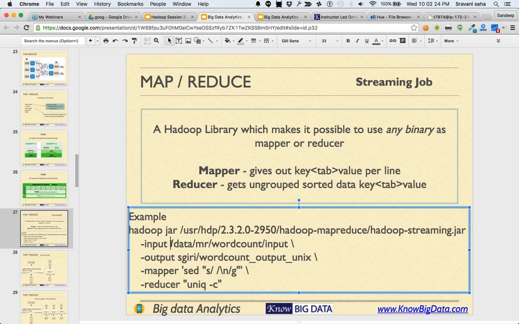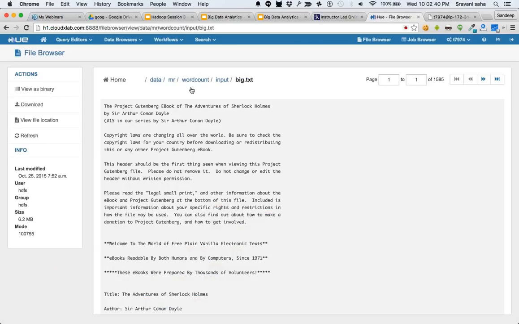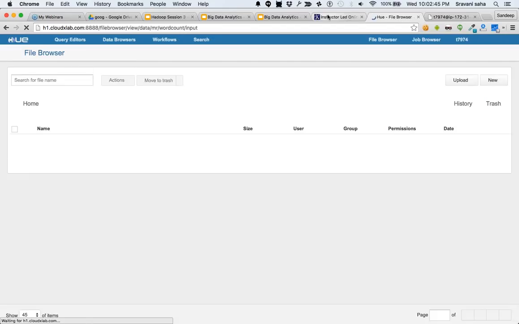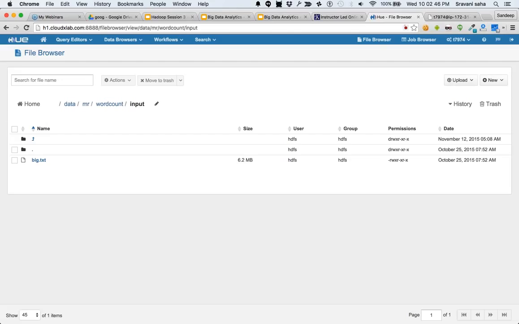We are saying input equals to this, output equals to this. This is the folder where I want to store my data. I can simply say my data and it'll create my folder in HDFS. Please note that this is HDFS. We are talking to HDFS from the browser, so we can upload data to HDFS directly. It will be broken down into blocks and all that magic will happen behind the scenes.